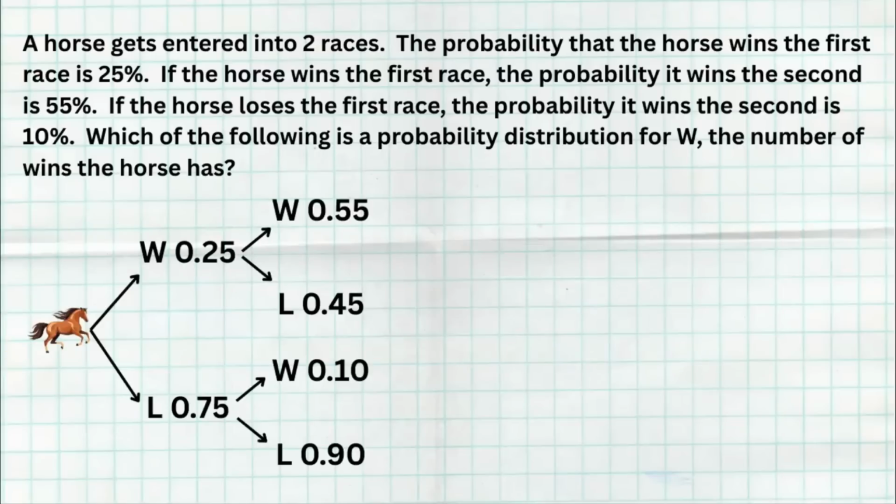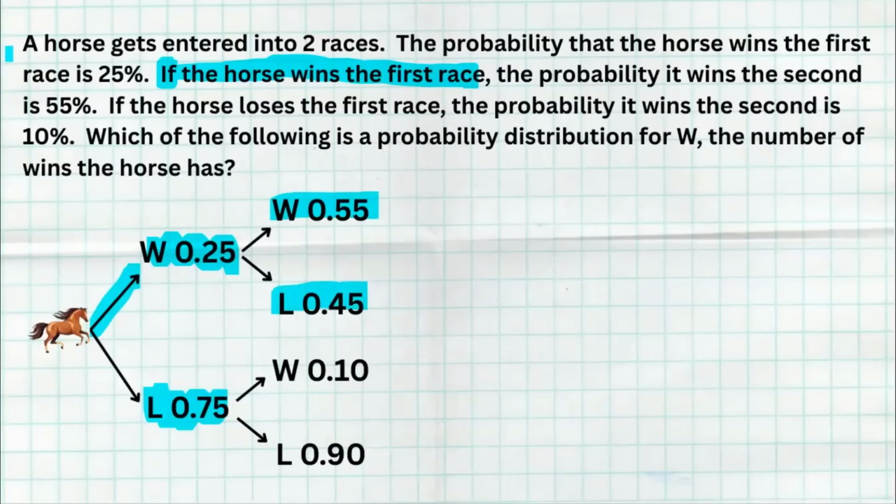So we have a horse, and we know that that horse is going to enter the first race, and we were told there's a 25% chance that that horse wins the first race, which means without me being told, I automatically know there's a 75% chance the horse loses that first race. So here are those 2 results. Now, the other probabilities in the problem were conditional because they have the word if. If the horse wins the first race, okay, that would be this top branch, there's a 55% chance the horse wins the second race, which means 45% it loses. Obviously, 1 minus 0.55 is 0.45.